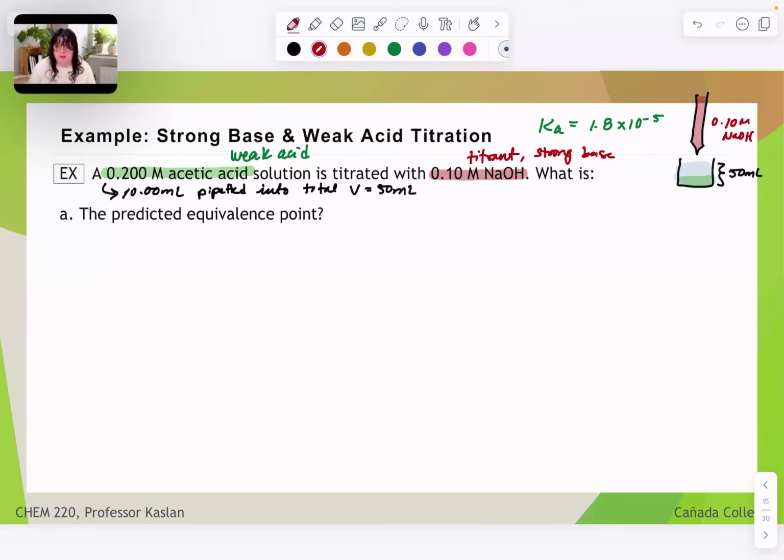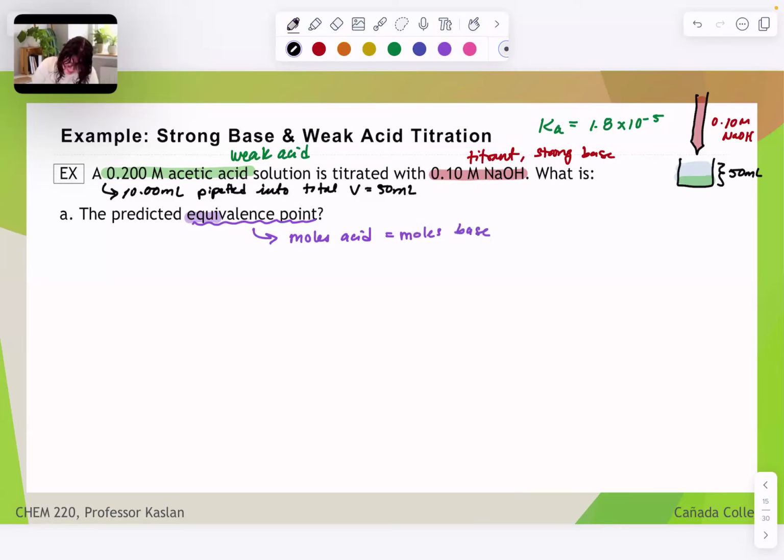And now that I've got some information about this kind of experimental setup, I am asked a few questions about what's going on here. So the first thing that I am asked to find is the predicted equivalence point. So let's remind ourselves about what the equivalence point means. So remember, chemists are cheap and lazy, meaning we are not incredibly creative when it comes to naming things. So the equivalence point is the point in the reaction where moles of acid is equal to moles of base.